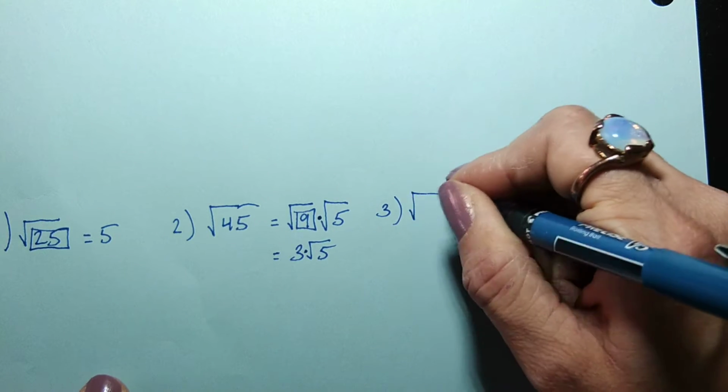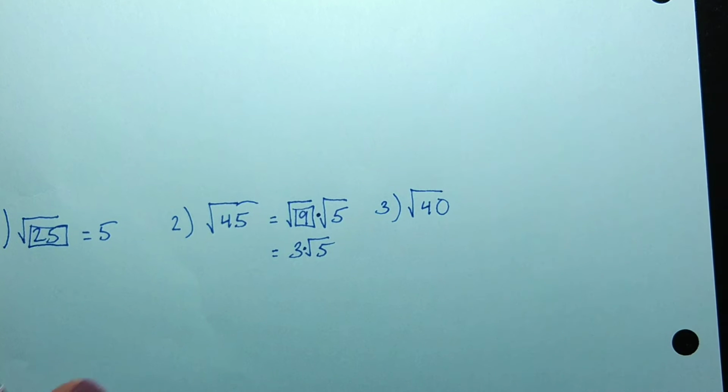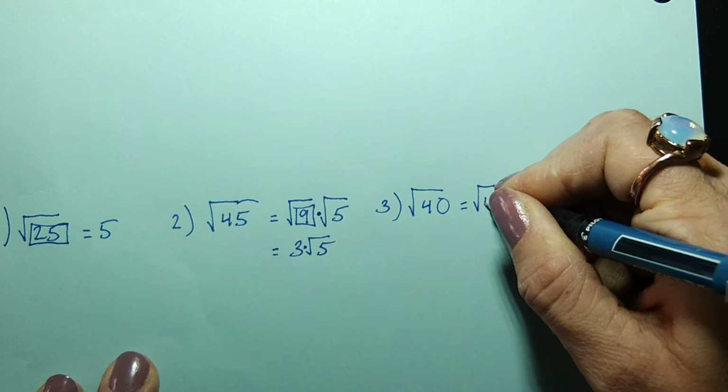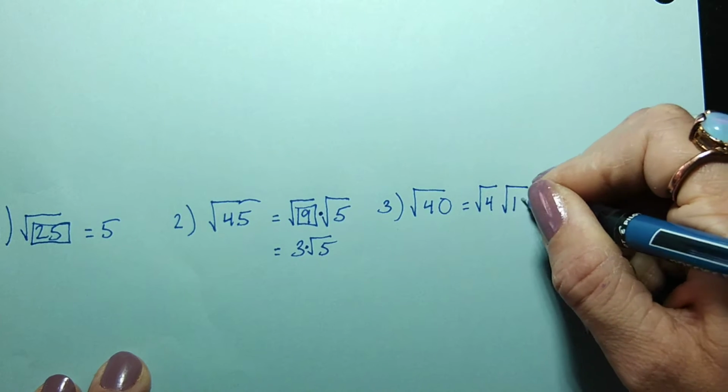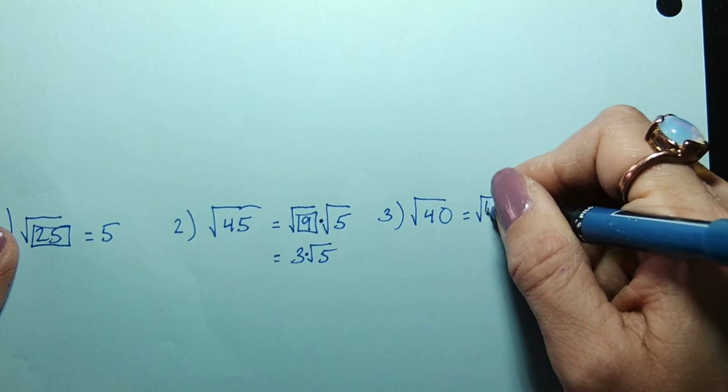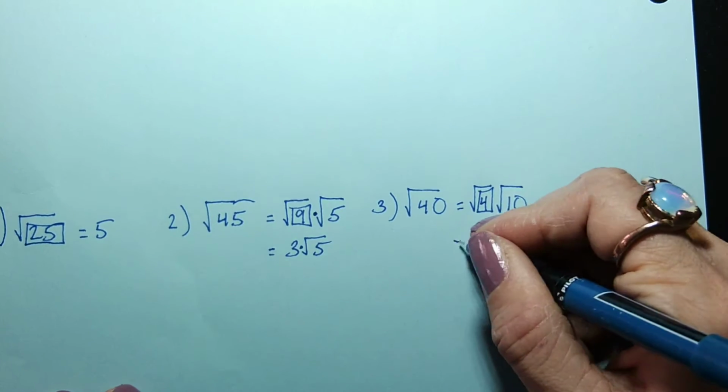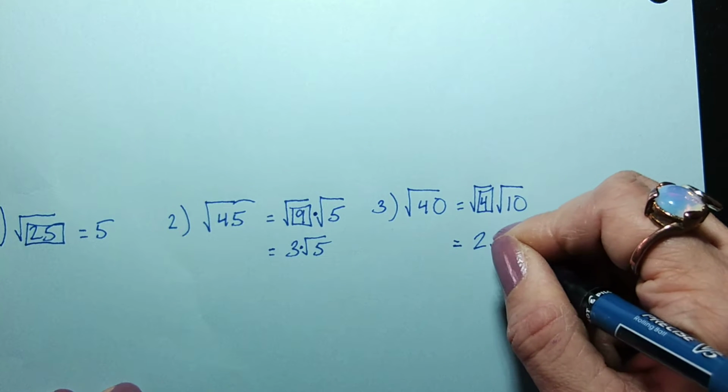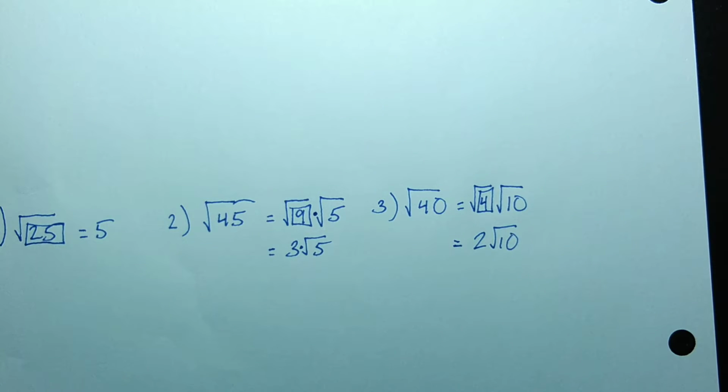Numero 3, the square root of 40. What's the biggest perfect square I can take out of 40? No, put it on the floor. I don't want to see it. 4. So square root of 4, square root of 10. So 4 is my perfect square factor. Square root of 4 is 2. So 2 radical 10.